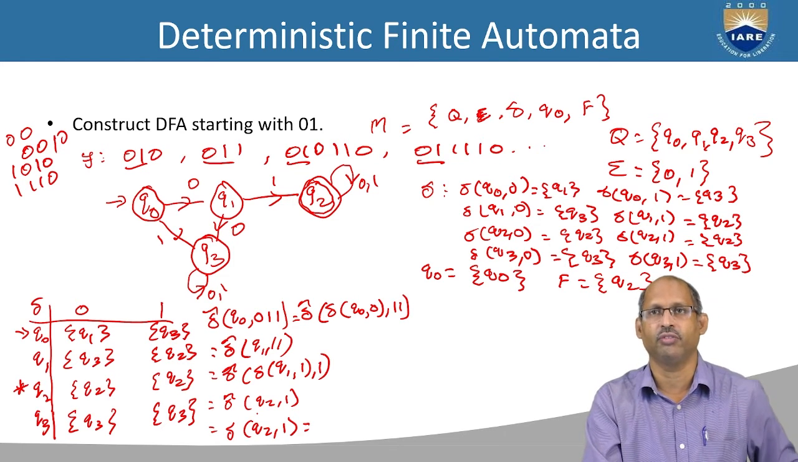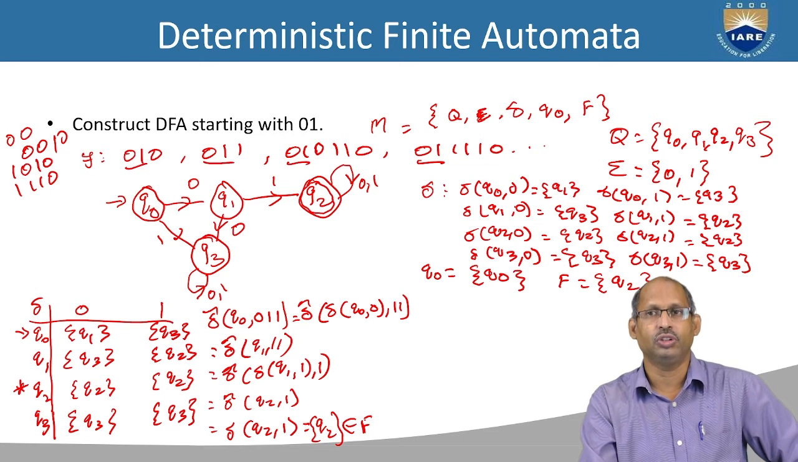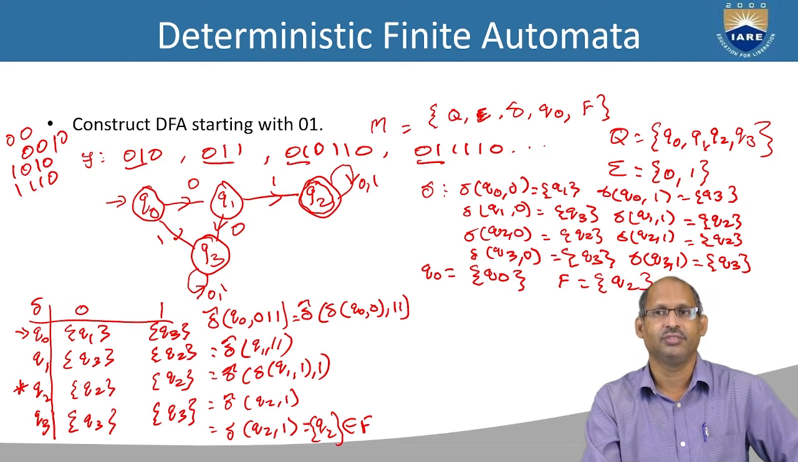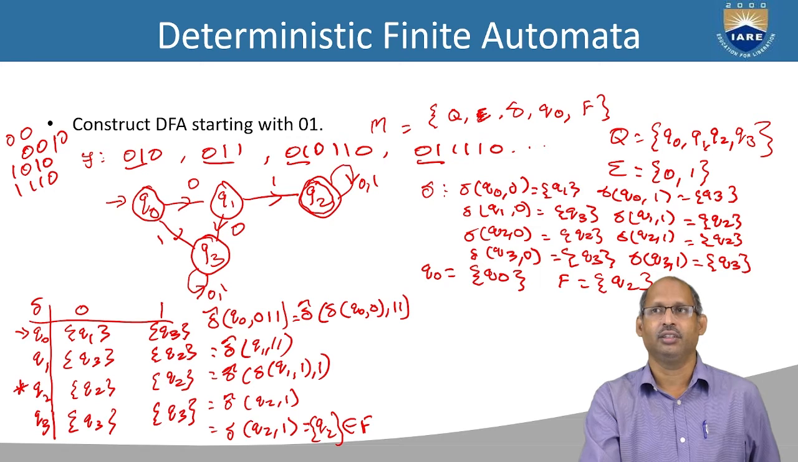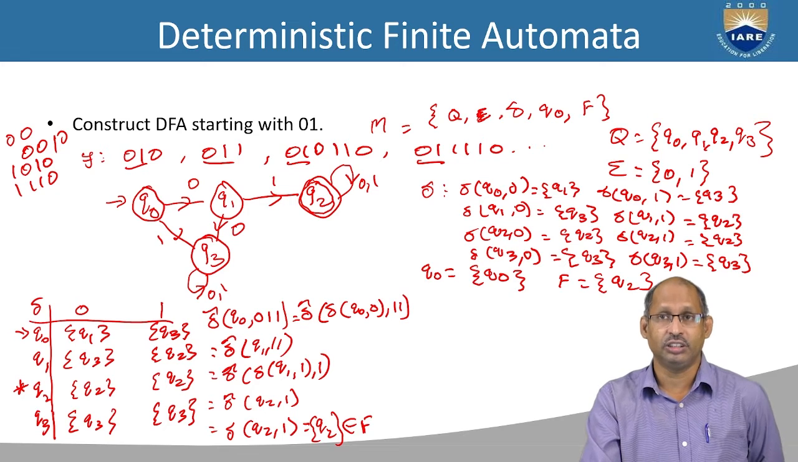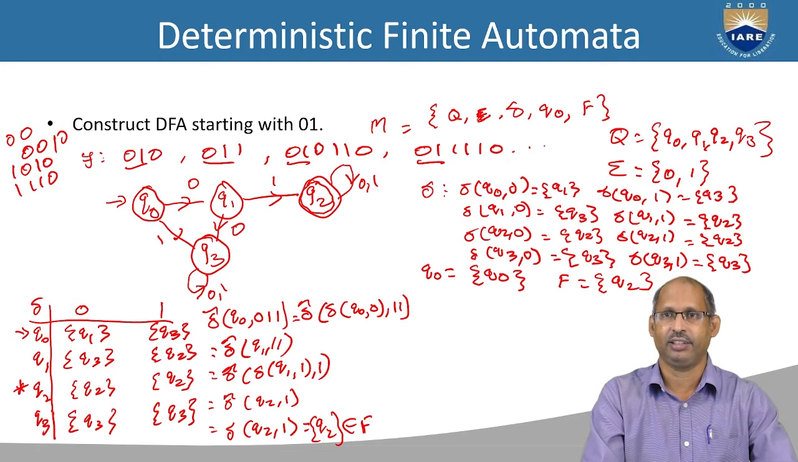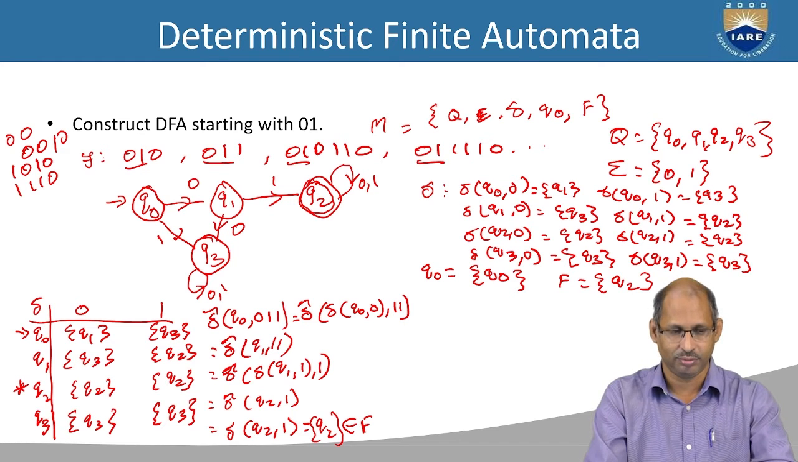Transition function Q2 on 1 results in state Q2, which belongs to the set of final states. Simply we say the string is accepted. After reading the symbols 0, 1, 1, it reaches state Q2, which is a final state. Since it results in the final state, we say the string is accepted.